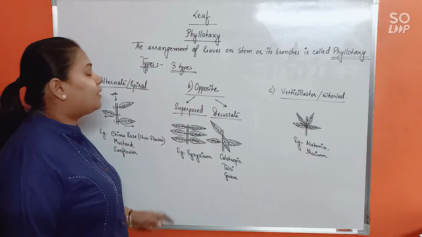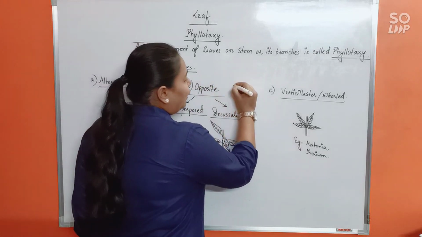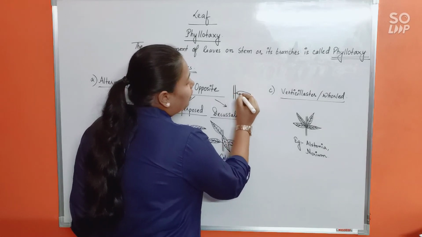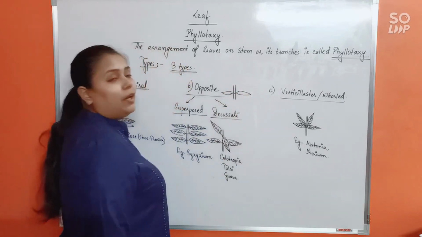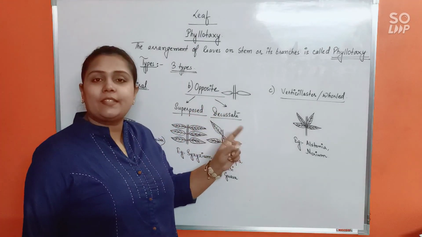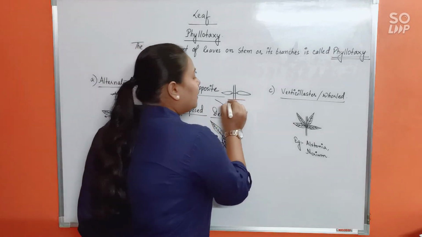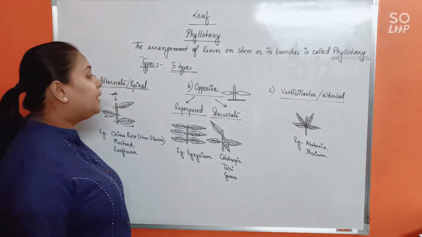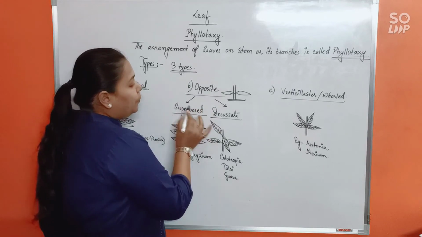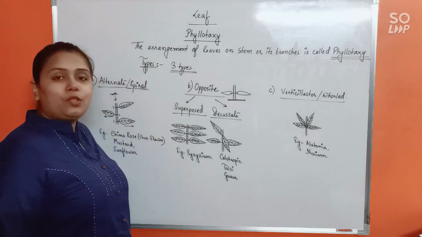Alright. Next, opposite phyllotaxy. Now, in general, opposite phyllotaxy means from one node, two leaves will arise. Here, from one node only one leaf arises. So in opposite phyllotaxy, one node gives rise to two leaves. Okay. So that's the main definition of opposite phyllotaxy. But then opposite phyllotaxy again can be of two types: opposite superposed and opposite decussate. Now what is opposite superposed?